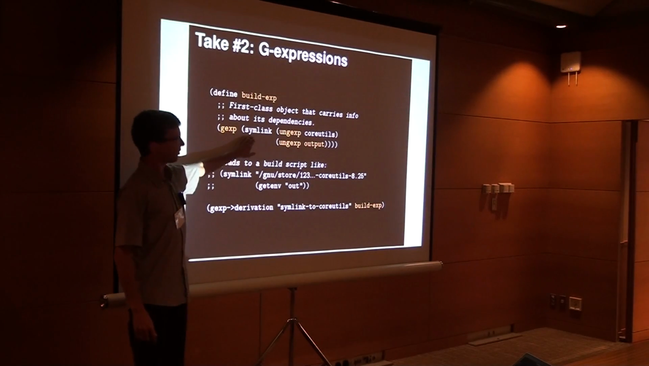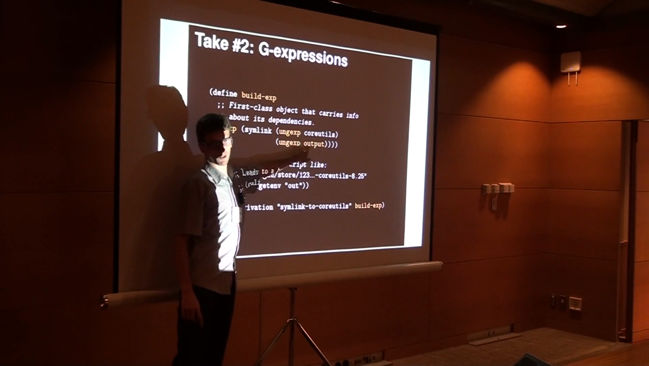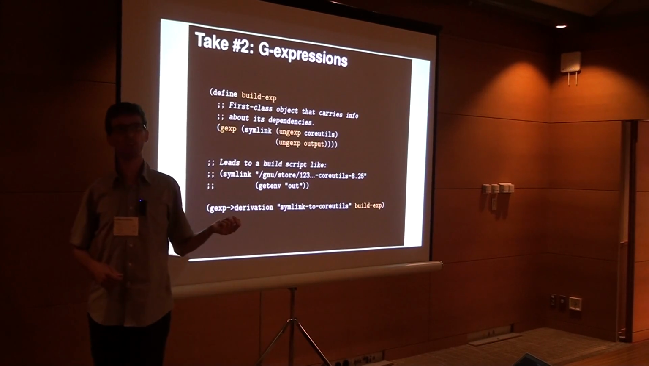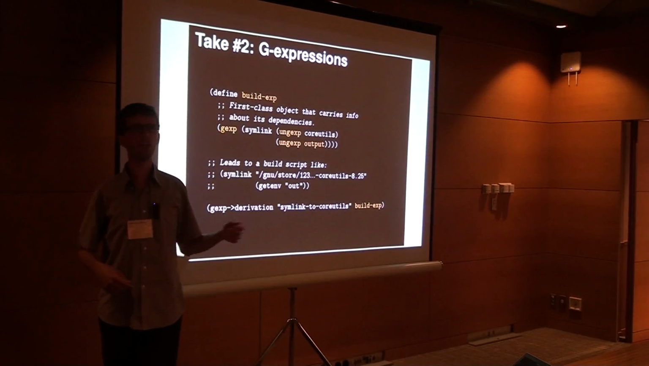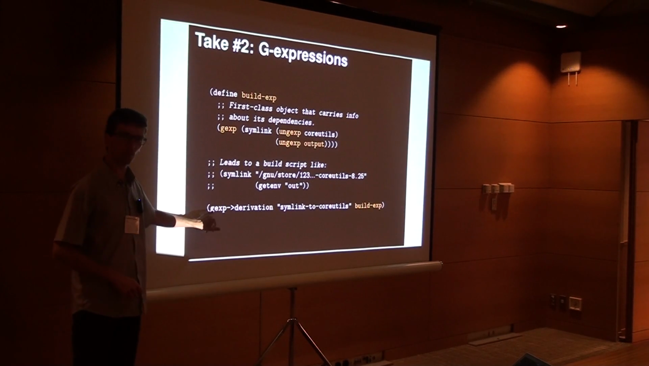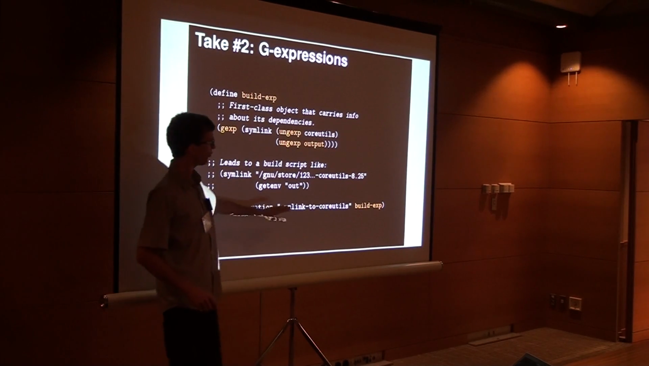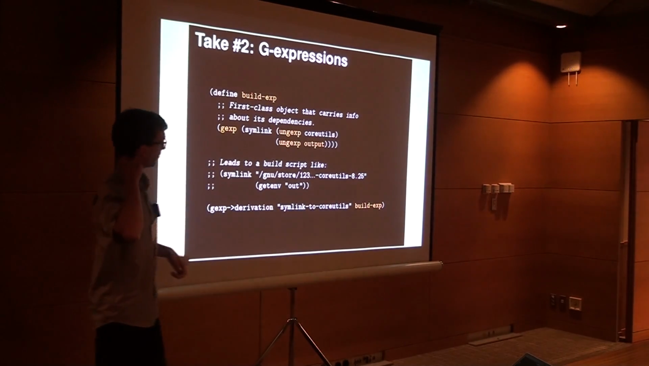So what I'm saying here is that I want to call my symlink procedure, and the first argument must be the file name of coreutils. And again, coreutils here refers to the coreutils variable, which is a package object. And from there, I can call the new gexp->derivation procedure, and I just give it a name and the GEXP, and I get the result.